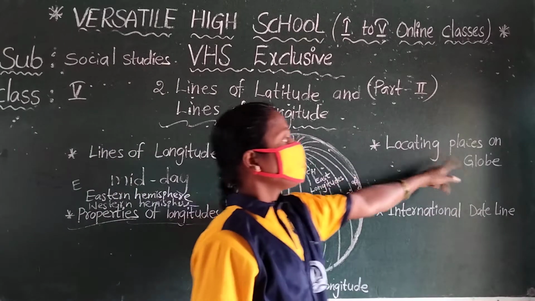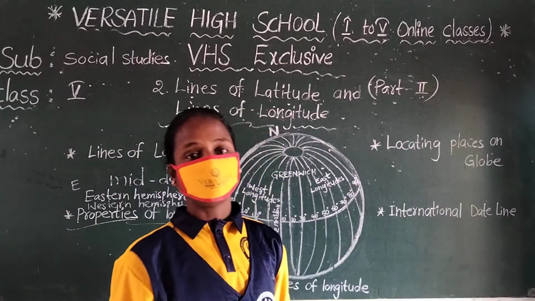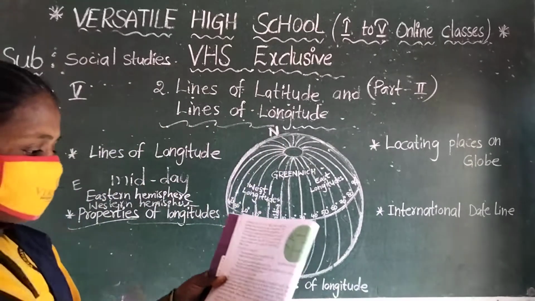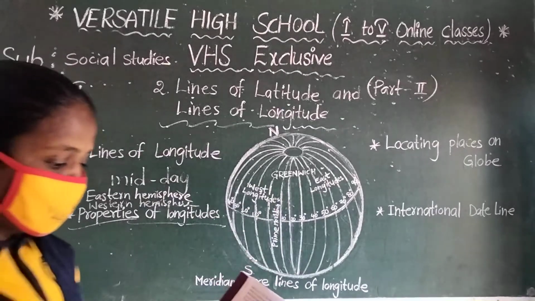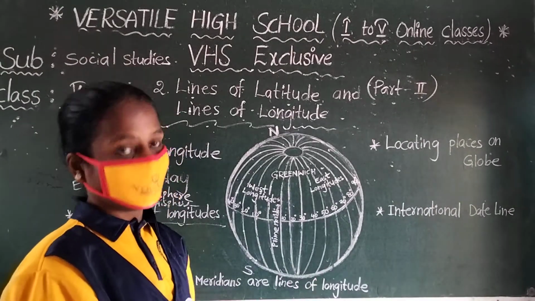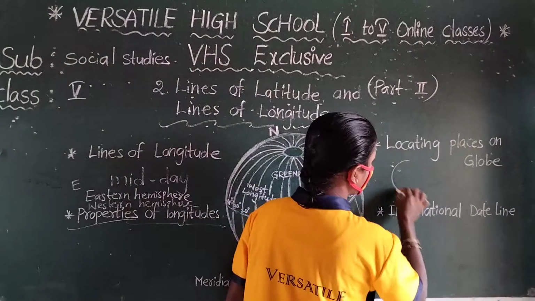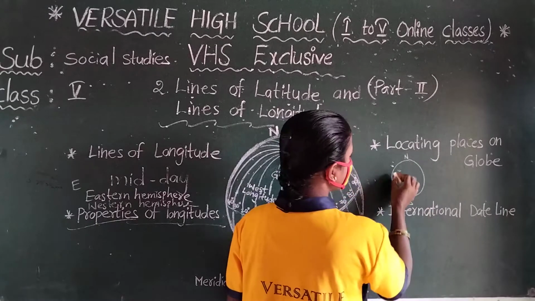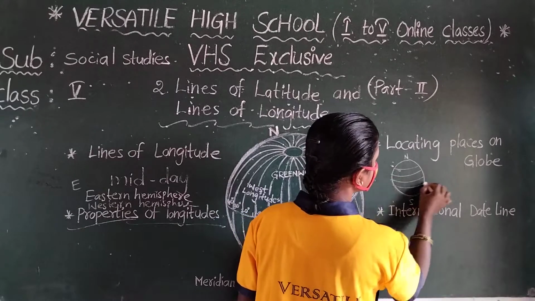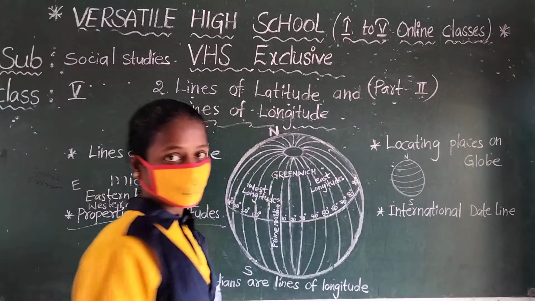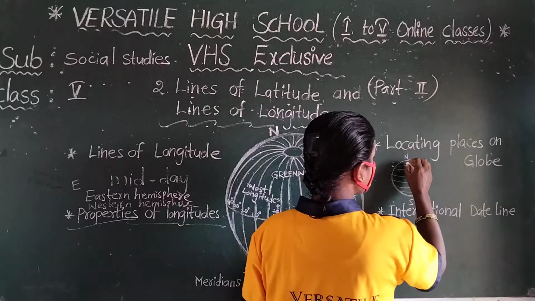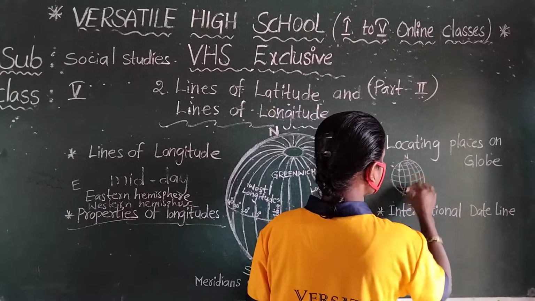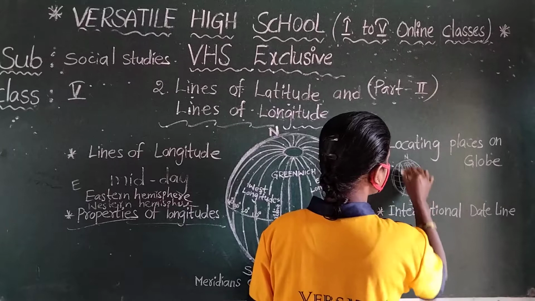Now we are going to locating places on the globe. How do you locate a place on a globe? The network of lines of latitude and lines of longitude on the globe is called a grid. If you see this, like a globe, you draw the north pole and south pole. What are these called? These are called lines of latitude, and these are called lines of, what is this called?